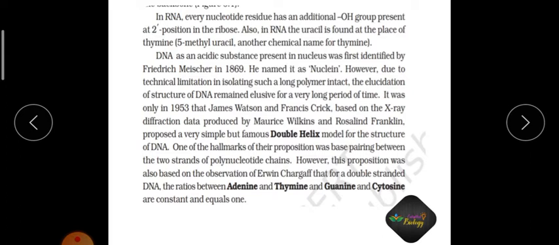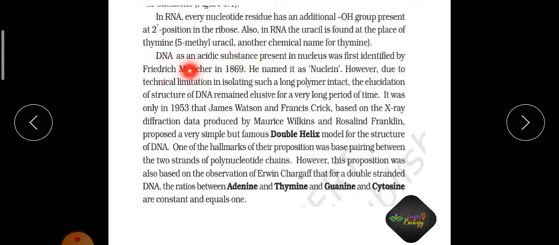So what are the structural differences between DNA and RNA? RNA has a ribose sugar which has a hydroxyl group at the 2' position. DNA has deoxyribose sugar. The sugar molecule has H at the 2' position. And RNA has uracil instead of thymine. DNA has thymine. These are the two structural differences. So what is the chemical name of thymine? 5-methyl uracil is the chemical name of thymine.